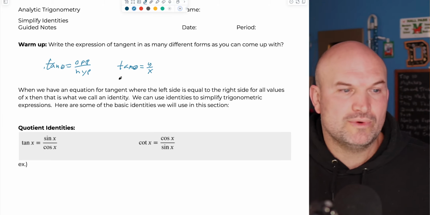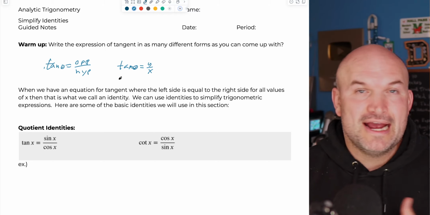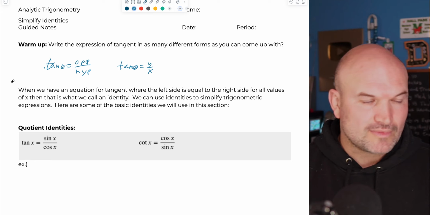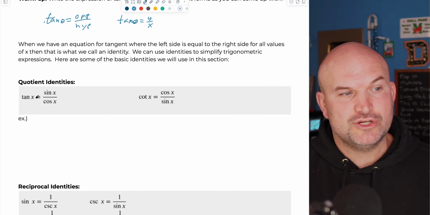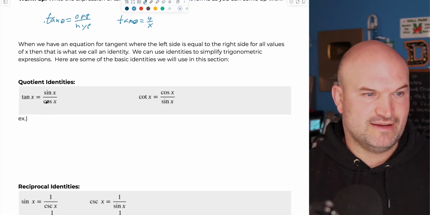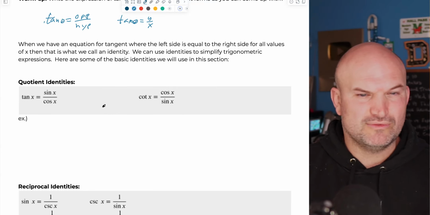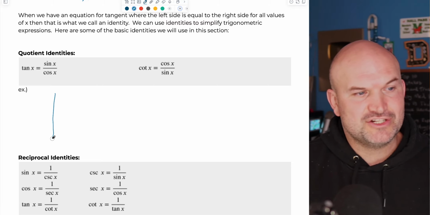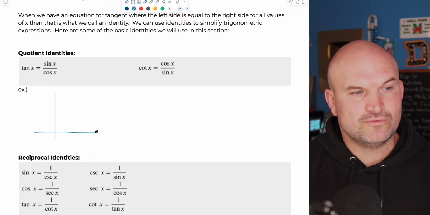So that's basically what we are going to start with: some basic trigonometric identities, and then we're going to use those to simplify trigonometric expressions. The first identities we're going to look into are the quotient identities. The tangent of x is sine of x over cosine of x, and cotangent of x is cosine over sine. Let's do a quick review of where these come from, because they come from things we can reason with and understand rather easily.